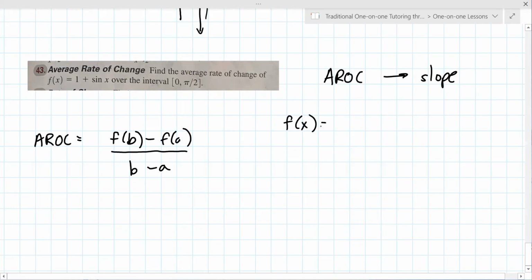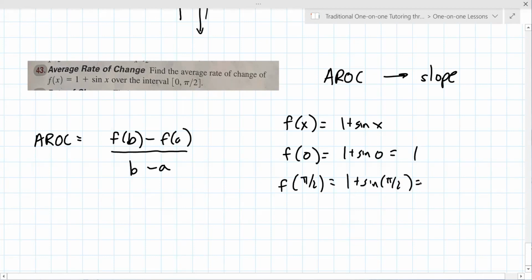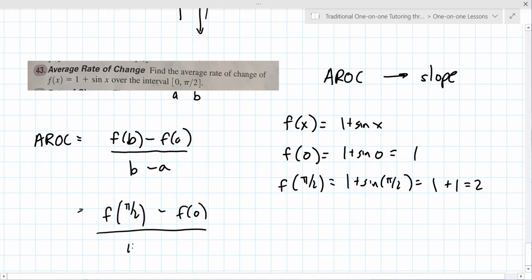So f of x is 1 plus sine x. F of 0, which is a, is 1 plus sine 0. So you can't forget your trig. You have to remember your unit circle values. This is 1. 1 plus sine pi over 2 is 1 plus 1, or 2. So in your problem, it's f of pi over 2. That's b. A always comes before b. Minus f of 0, over pi over 2 minus 0.